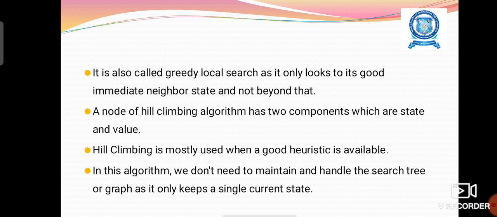It is also called greedy local search. It only looks for a good immediate neighbor state and not beyond that. A node of the hill climbing algorithm has two components, which are state and value. It is used when a good heuristic is available.